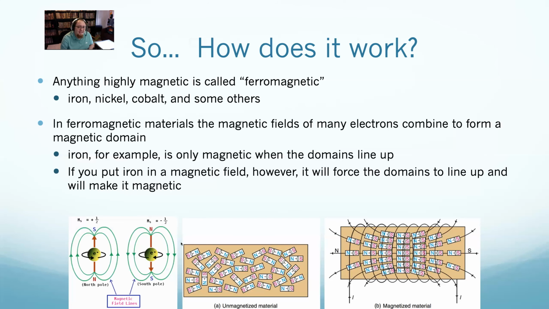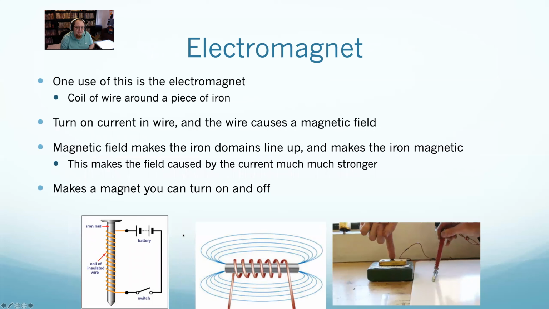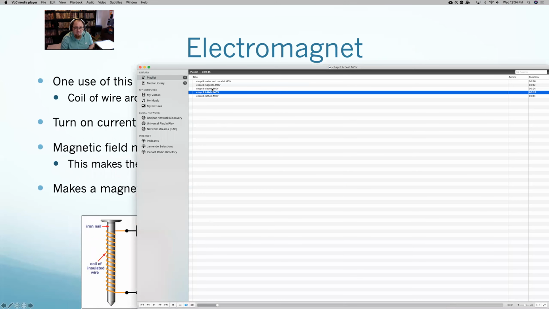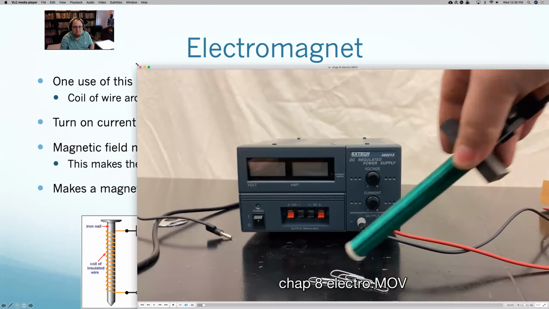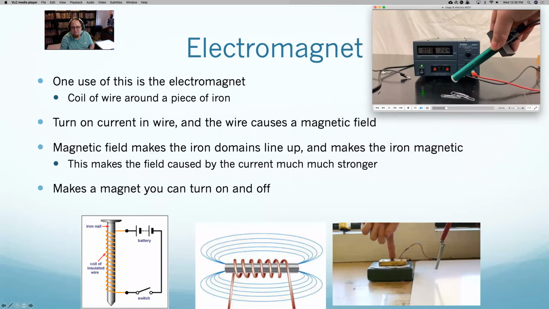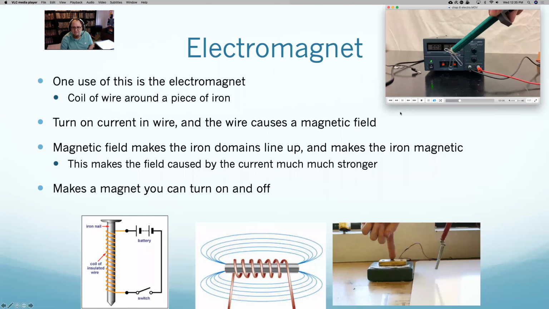Another way to make a magnet is the electromagnet. If you put a coil of wire around a piece of iron, if you put electricity through it, you'll have a magnet. Here we go. Right here I have my coil of wire. And as I move it around, it's not doing anything to these paper clips. I turn it on, it attracts the paper clips. I turn it off, it doesn't attract the paper clips. Turn it back on, it attracts the paper clips again.